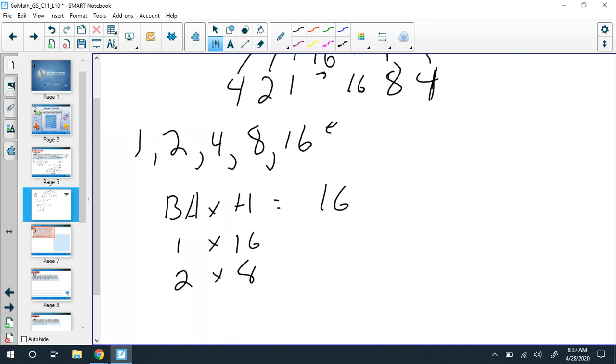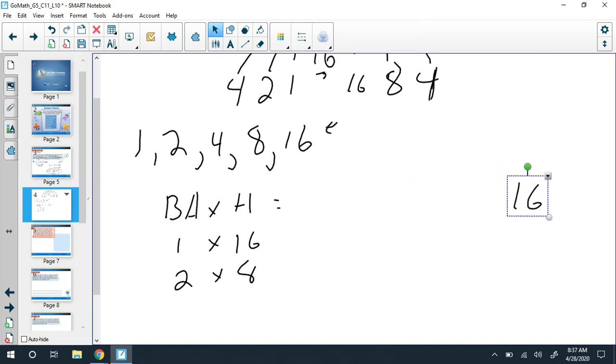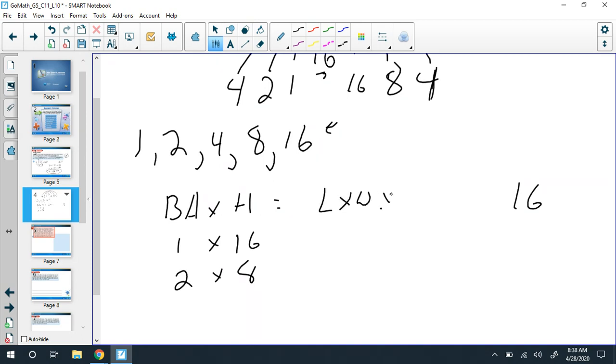But this doesn't completely answer the question, right? If we went through all of these, we would still kind of come up short on our answer. So let's take this 16, slide it over here, and write out our entire formula, right? So length times width times height.